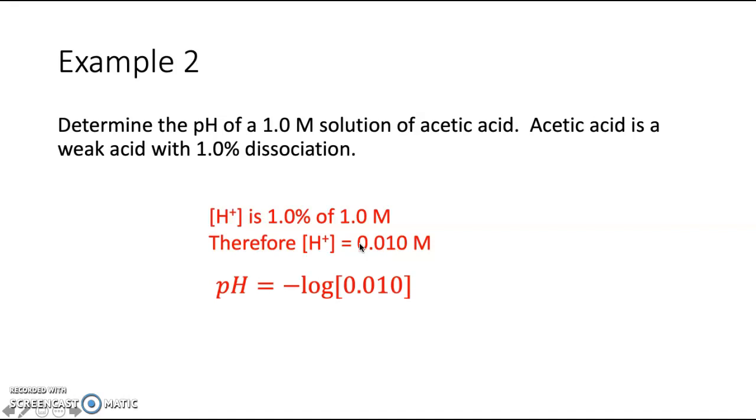Once I figured that piece out, it's pretty straightforward, same steps as before. Throw that concentration into my pH formula, type the numbers into a calculator, and I end up with a pH of 2. And then once again, following that rule about significant digits, I have 2 significant digits on this number, which means that I need 2 digits following the decimal on my pH.